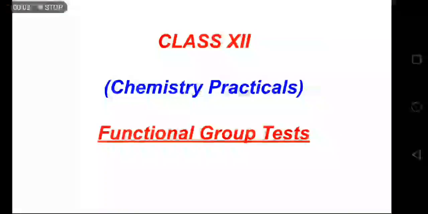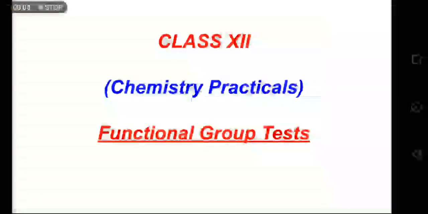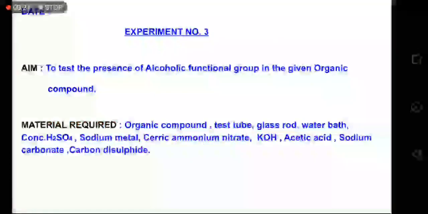Dear students, here is experiment number 3 and 4 for you. These experiments belong to functional group tests. There are functional groups alcohol, phenol, aldehyde, ketone and carboxylic acid. So to start with, as experiment number 3, there is alcoholic functional group test.